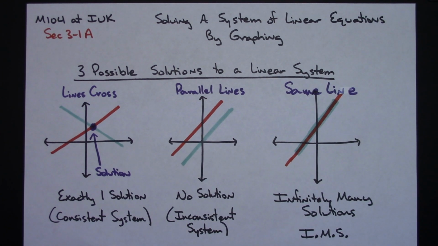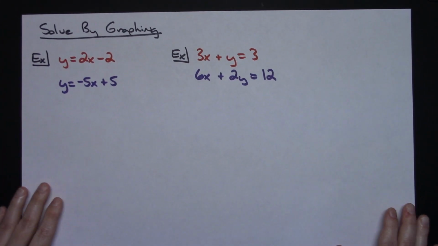But the whole point is when you graph that system, where do they cross? If it crosses in one point, you have one solution. If it doesn't cross at all, you have no solutions. And if they are on top of each other, those two lines are touching in infinitely many points, so you have infinitely many solutions. Now let's take a look at working three of these examples out.